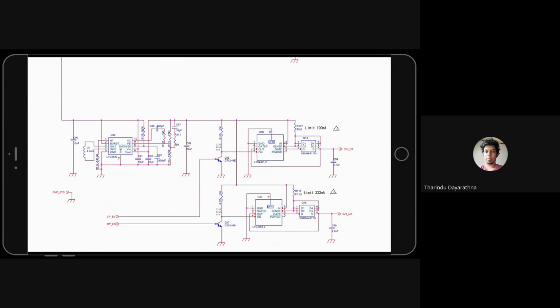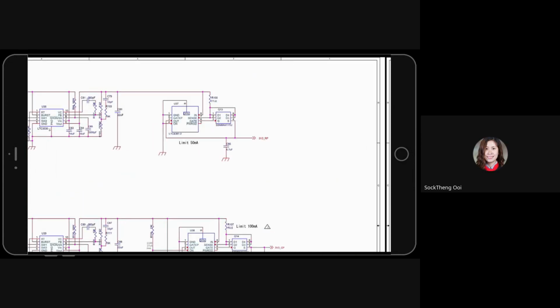300 milliampere. Can someone say why this reset peak is only 50 milliampere?